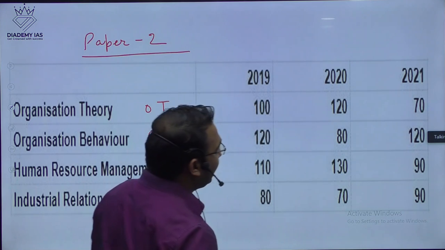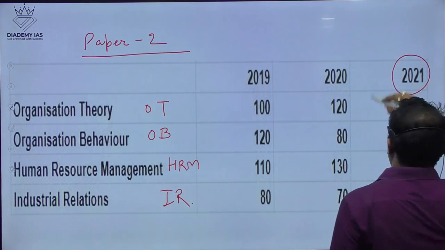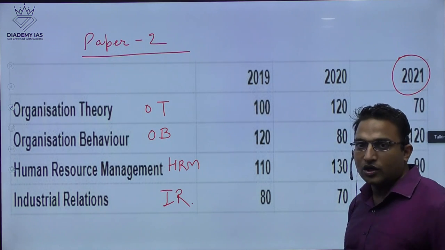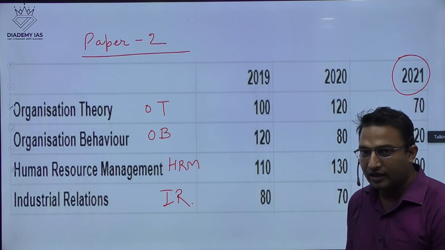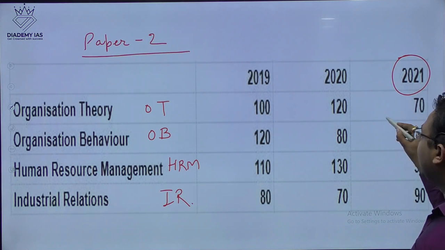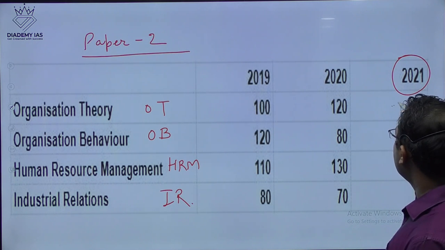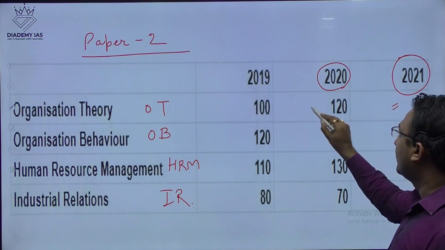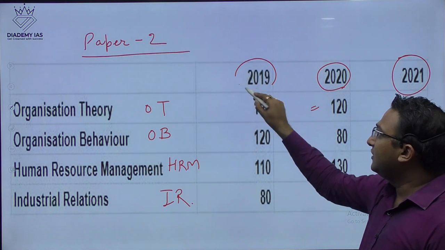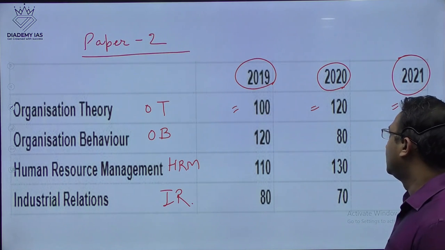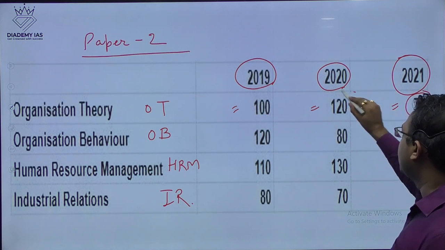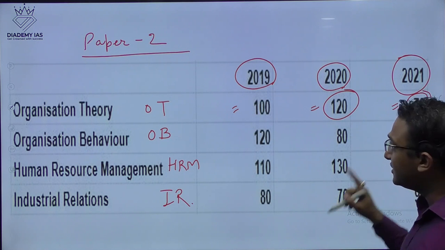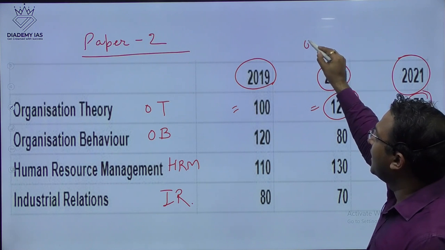If you see the latest exam, 2021, organization theory was worth 70 marks. In 2020 it was worth 120 marks. In 2019 it was worth 100 marks. So minimum 70 and maximum 120 we can see. And this is out of 400 marks.